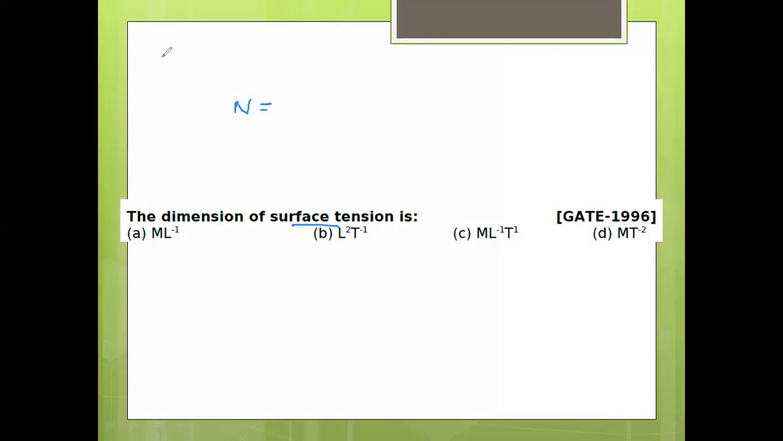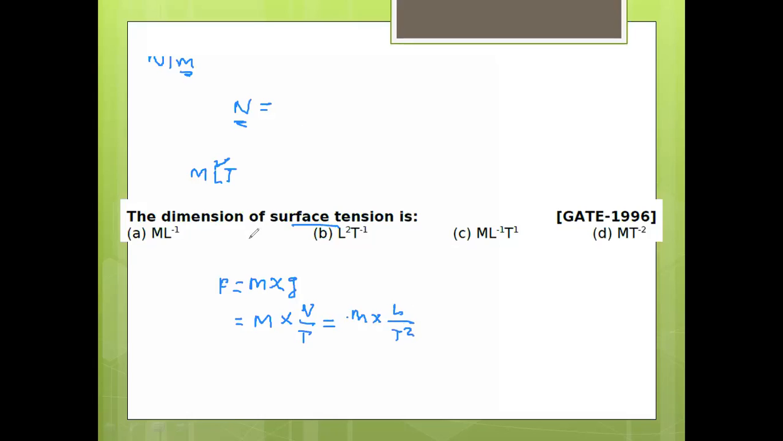See, surface tension we measure in Newton per meter. And the dimension of meter is L. What about the Newton? It is a force. Force is equal to mass into acceleration. M is for mass, acceleration is the change in velocity with respect to time, or velocity is measured in distance per unit time, so it will become T square here.